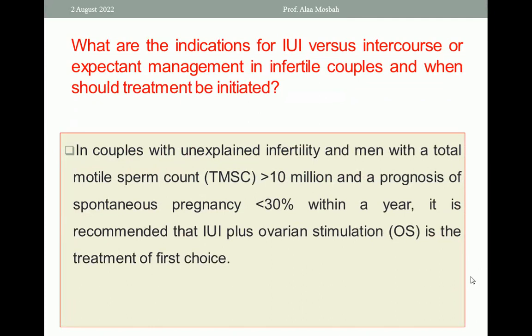What are the indications for IUI versus intercourse or expectant management in infertile couples, and when should treatment be initiated? The same question as before, but here there is a difference. In couples with unexplained infertility and the man has a total motile sperm count of more than 10 million and the prognosis of a spontaneous pregnancy is less than 30% within a year, it is recommended that IUI plus ovarian stimulation is the treatment of first choice. So there is a difference between this and the previous slide. Here the prognosis of spontaneous pregnancy is less than 30%.